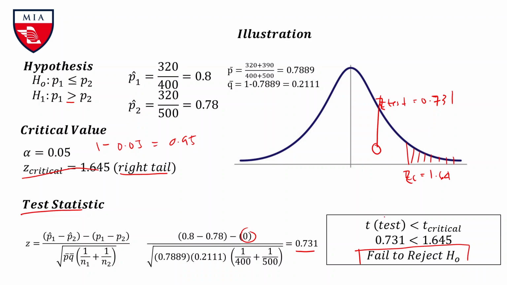Okay, so the value of our test statistic is less than the z critical. So 0.731 is less than 1.645. Therefore, we fail to reject the null hypothesis. And again, the value of your test statistic is not in the critical region. Therefore, we fail to reject the null hypothesis.